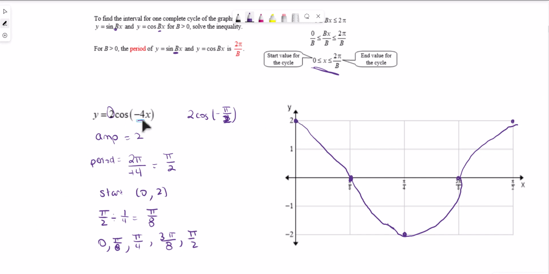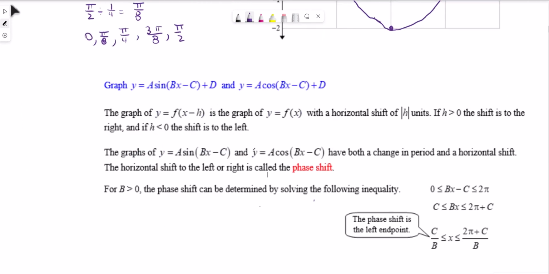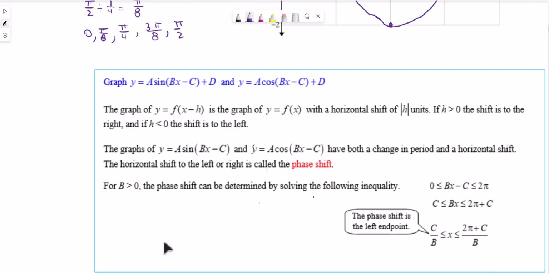Now if we multiply anything on the inside, it's going to change the period. Then, of course, we can add and subtract something not only to the x, but we can add and subtract something to the d. If we add and subtract with c, that's going to change our phase shift. That's going to shift it over, kind of like sine and cosine are shifted from each other by pi over 2. The same thing with this.